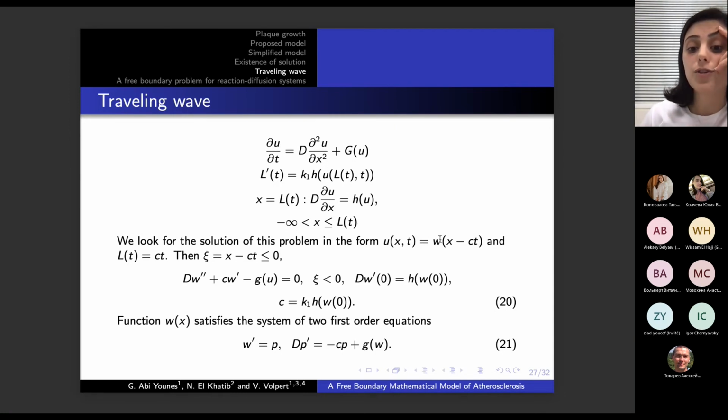So we look for solution of this form U, x, and t is W of x minus ct, where c is the velocity of the propagation of the solution. So if we express x minus ct to be zeta, then we have W verifies equations, this one, and for C, we can find C from the boundary condition. For more simplification, to write this model with two first-order equations, we take P to be W prime, and we have these equations in 21.